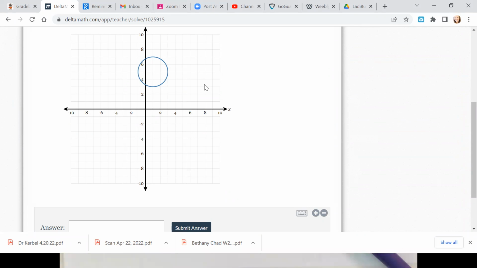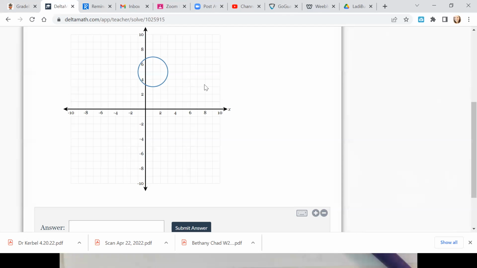How far is it across? 1, 2, 3, 4. Then what would half of that be? 2 would be right here. So then what's my center? 1, 5. And then what's my radius? 2. And then in the box, you're just going to type the equation.